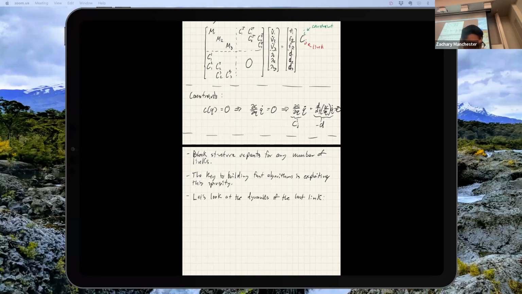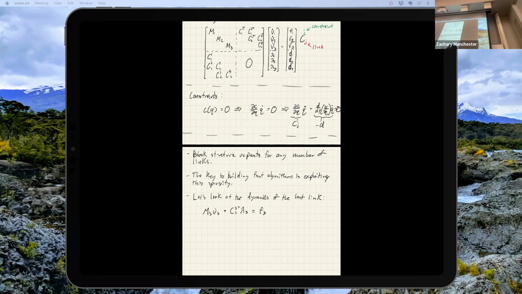Okay, so let's write just the last link out. So that's M3 V dot 3 plus this constraint Jacobian guy times the multiplier equals F3. Cool.